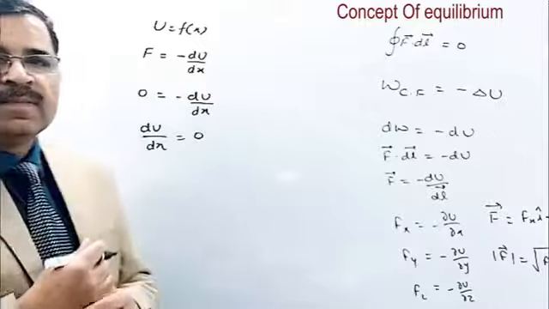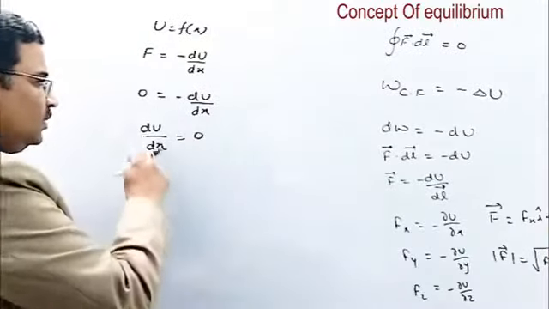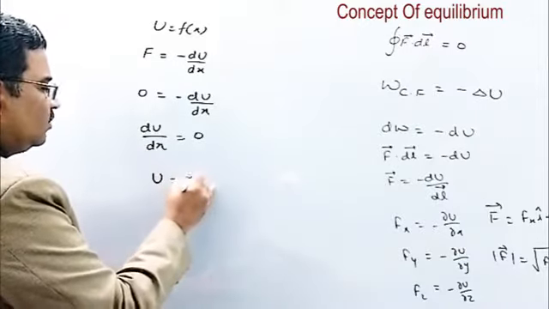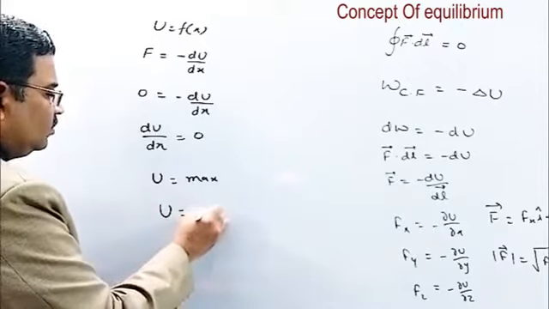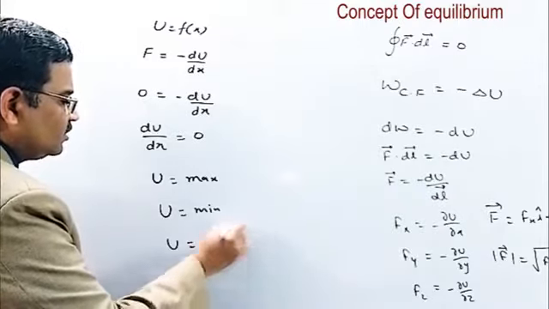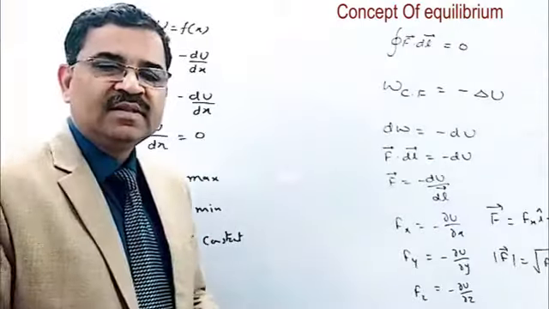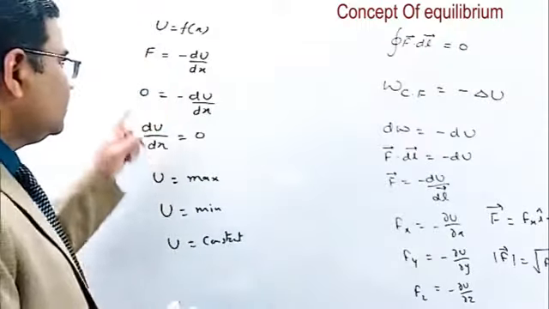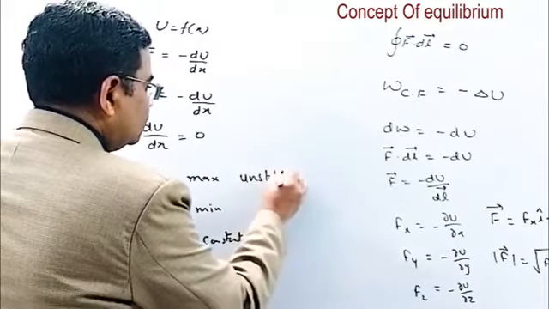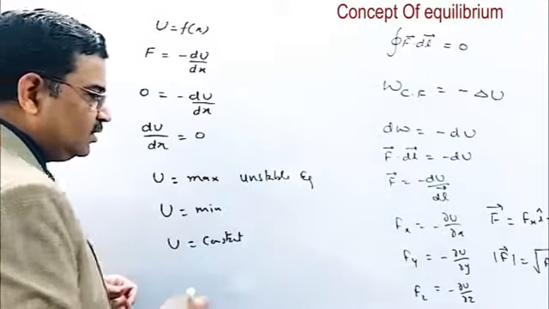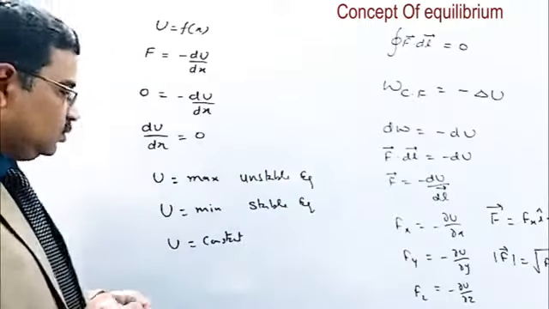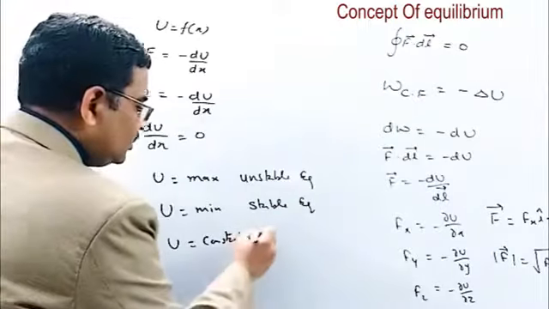Now according to calculus, if the first differentiation of any quantity is 0, this means that either u should be maximum or it should be minimum, and there can be another case when u is constant, because the differentiation of a constant is also 0. Hence I can say that there are three types of equilibrium. In the first case, when the force is 0 and the potential energy is maximum, it is unstable equilibrium of a body. Whereas when the force is 0 and the potential energy is minimum, it is called stable equilibrium. And in the third case, when the force is 0 and the potential energy is constant, it is known as neutral equilibrium.